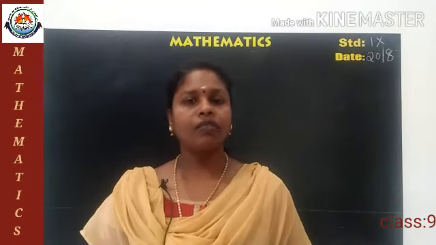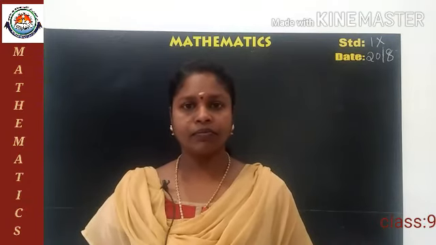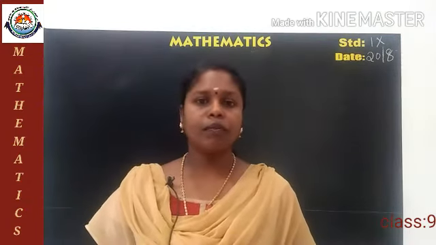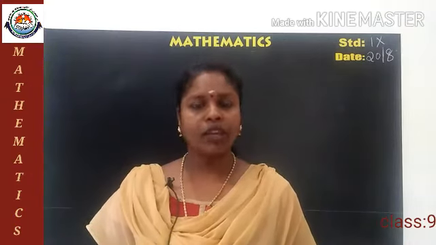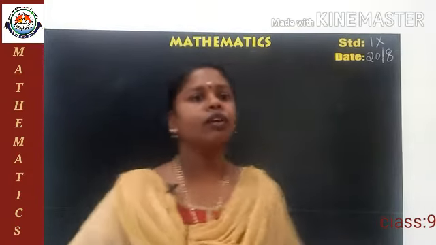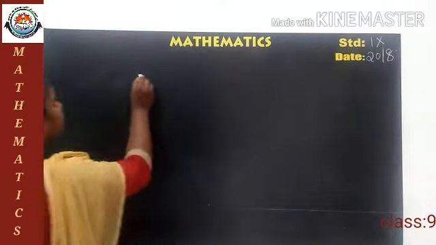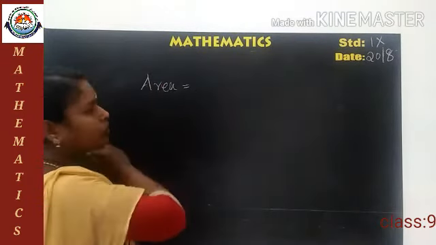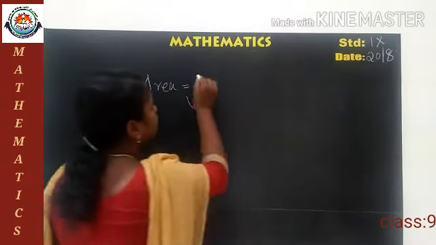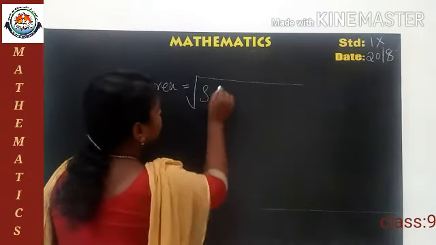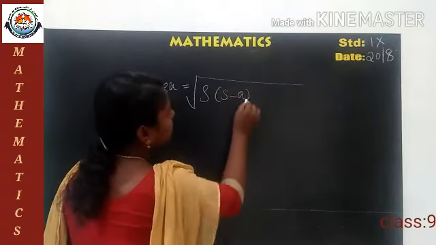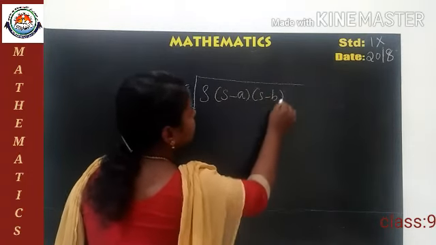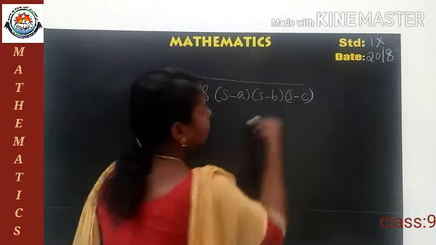Do you know what we discussed in the last class? We discussed Heron's formula. What is Heron's formula? Area of a triangle is equal to root of s into s minus a into s minus b into s minus c.